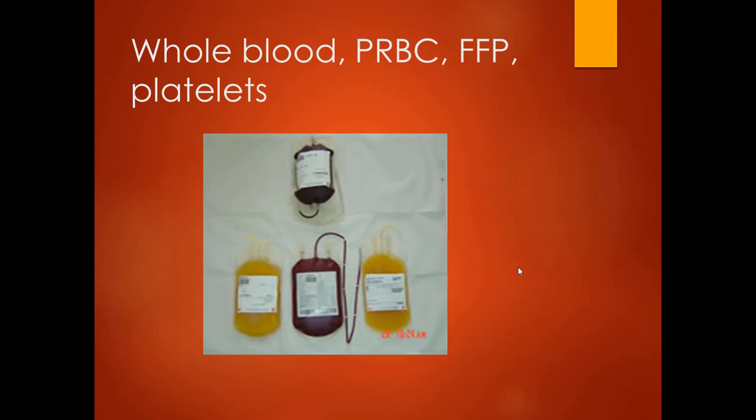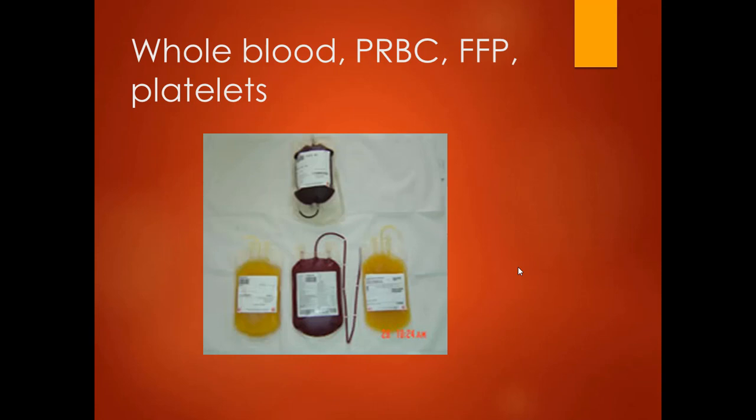Platelets are given for thrombocytopenia. Anytime the platelet level drops, a person may be given platelets. Generally, a unit of platelets will raise them up about 10,000. And remember, platelets are used for clotting. So the patient that is thrombocytopenic has a risk for bleeding, and that's why we're giving actual platelets.